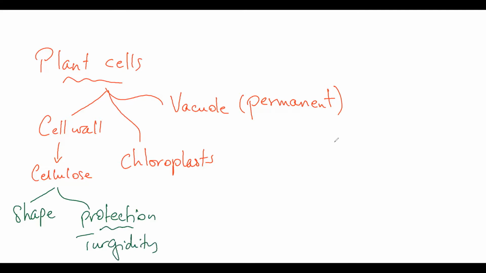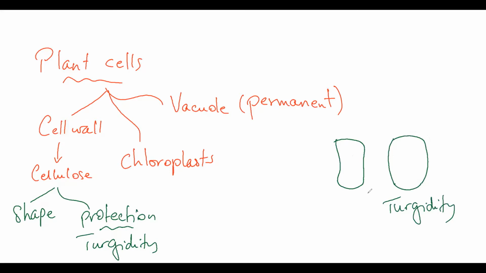Turgidity means that suppose I have a plant cell like this, and it has a certain shape because of the cell wall. An animal cell does not have a definite shape because it does not have a cell wall. If the plant cell absorbs too much water, it's going to look like this, as if it is swollen. This is called turgidity. And it does not rupture in an animal cell because there is no cell wall. If it absorbs too much water, it's going to burst.